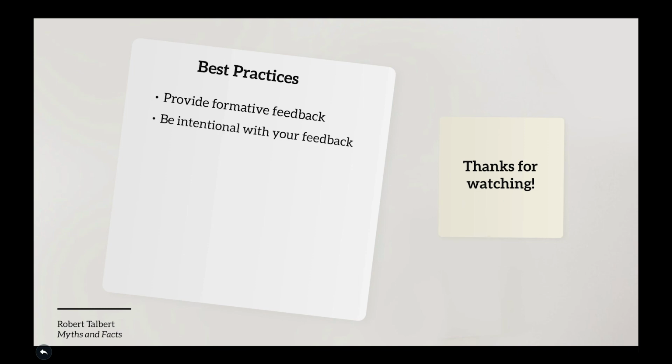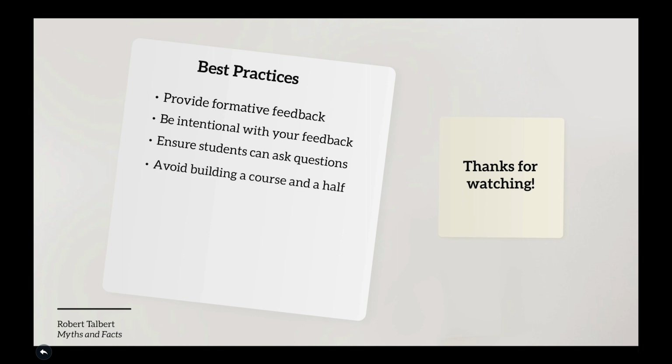Be intentional with your feedback. We need to help students learn, not catalog what they got right and what they got wrong. Ensure students can ask questions. For example, have an online course FAQ discussion forum where students can ask individual and group space questions.